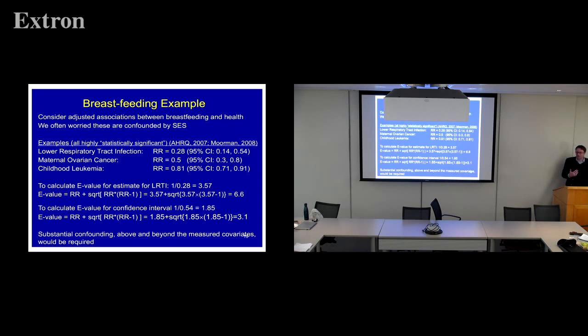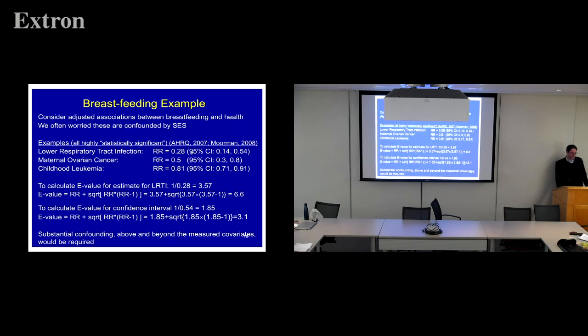And I think an approach like this can be useful going across outcomes, especially for the same exposure when study designs are similar. So here are some data for maternal breastfeeding and associations with lower respiratory tract infection of the child, subsequently maternal ovarian cancer of the mother, childhood leukemia. Here are the risk ratio estimates, confidence intervals. All these have highly statistically significant p-values, 0.0005, 0.0001, and so on. But the e-values are different.